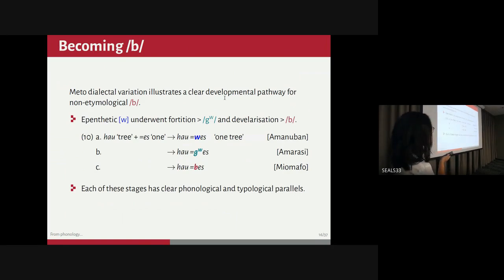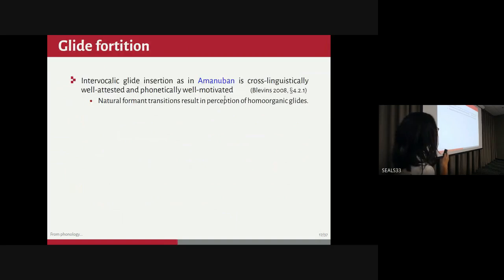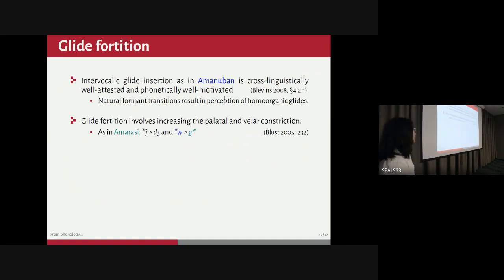Okay, so with these three varieties that I presented, we have a clear developmental pathway for non-etymological B. It starts as a semi-vowel W, becomes fortified to gw, and then develarized to b. And although you might think each step of these sound changes is kind of controversial, we actually have very clear phonological and typological parallels from Austronesian and beyond. So I don't think it's that difficult to motivate intercalary glide insertion. We know it's because of natural formant transitions. Juliette Blevins' work on the perception of homoorganic glides, W and Y insertion, that's pretty standard.